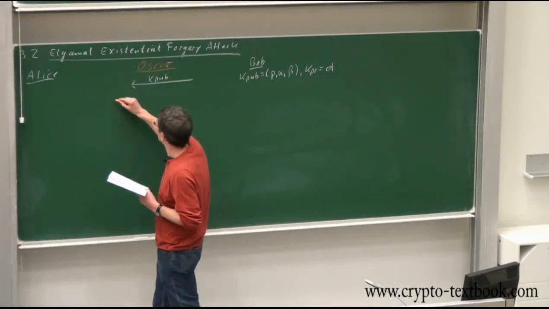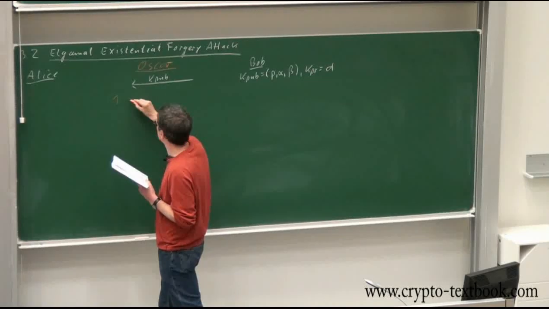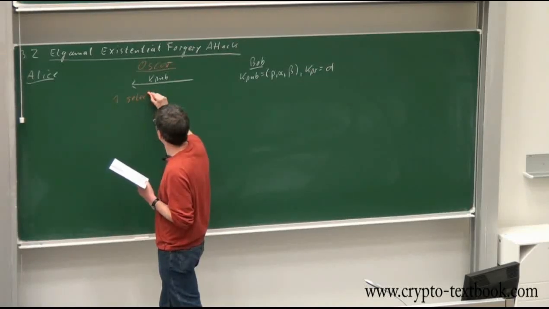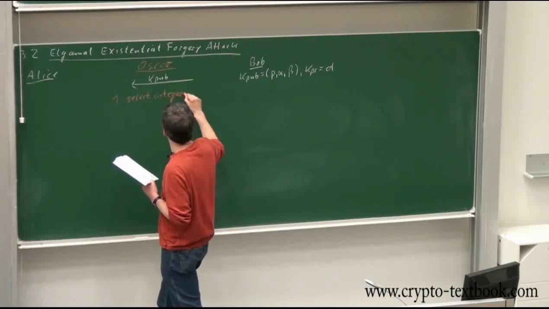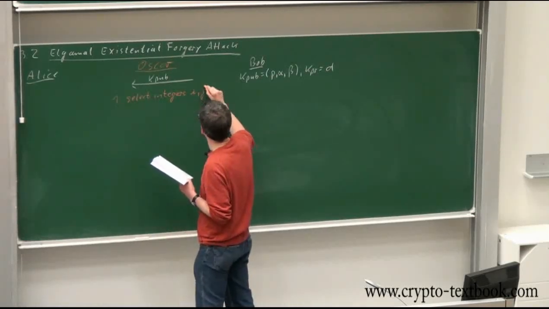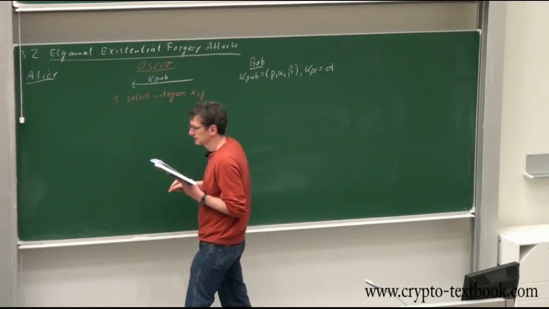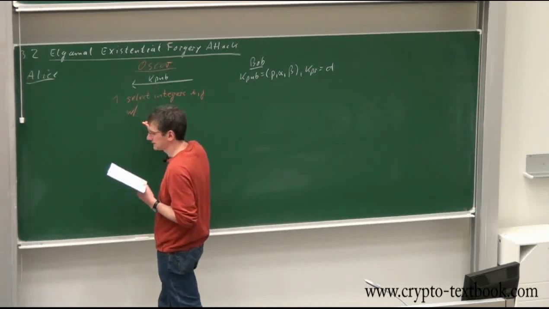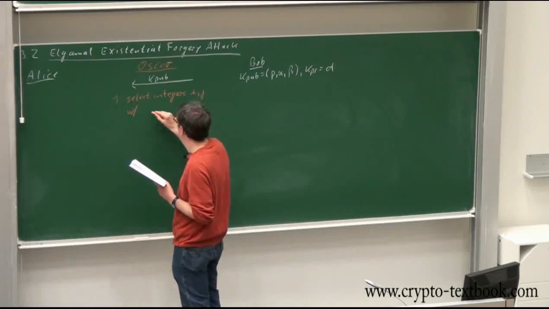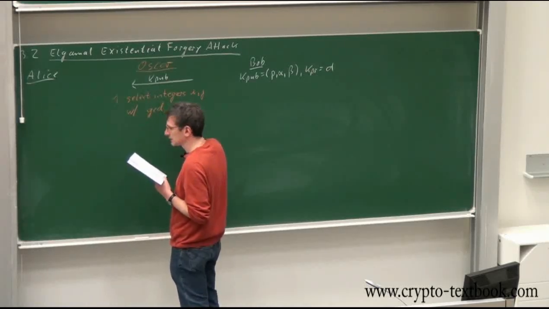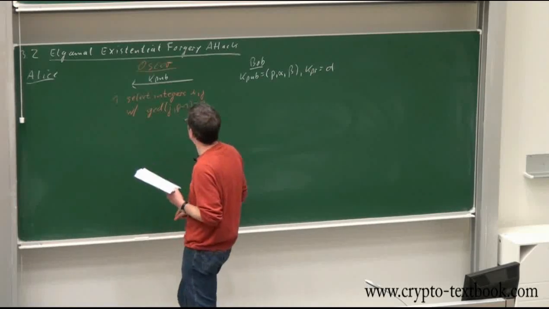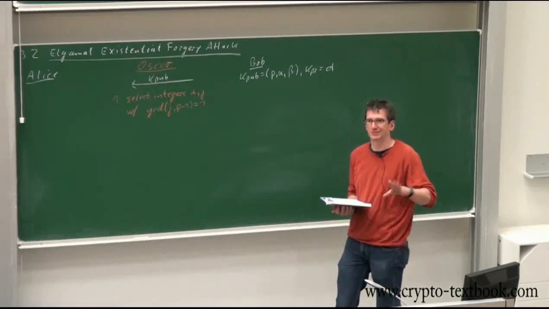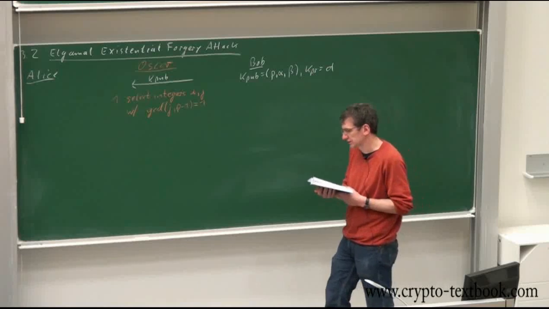So the first thing that he does is select integers i and j, where the GCD of j and p minus 1 is 1. So probably we want to invert j at some point down the road.